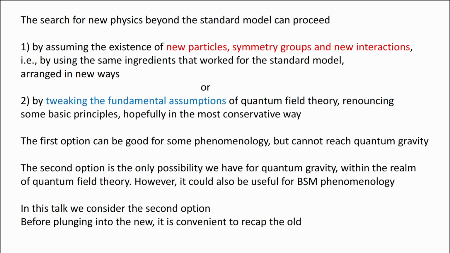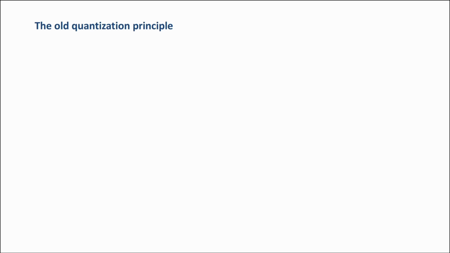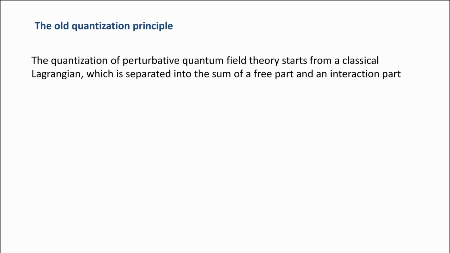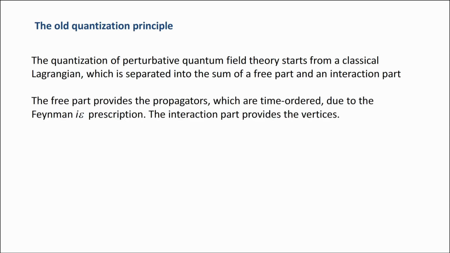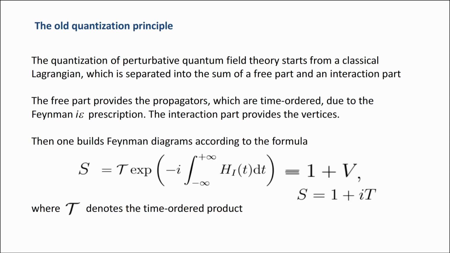Before plunging into what's new here, it's convenient to summarize what's old. The old quantization principle. What do we do in quantum field theory when we want to formulate a theory? So normally the quantization of perturbative quantum field theory starts from a classical Lagrangian. And then the classical Lagrangian is separated into the sum of a free part and an interaction part. The free part provides the so-called propagators, which are time-ordered, that is to say, they are defined by means of the Feynman i epsilon prescription. The interaction part provides the vertices. Then one builds Feynman diagrams, according to the formula written here, which is the S matrix. You see the time-ordered product and an exponential of the interaction Hamiltonian.